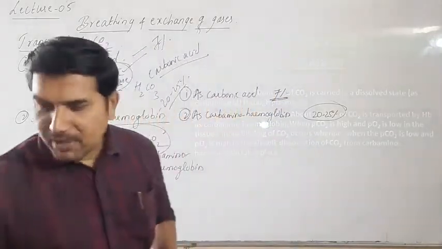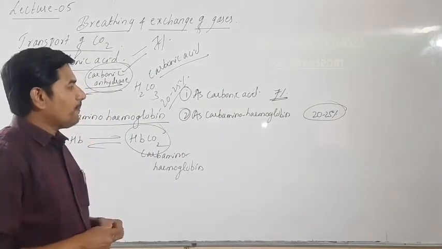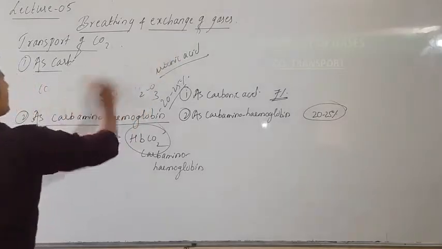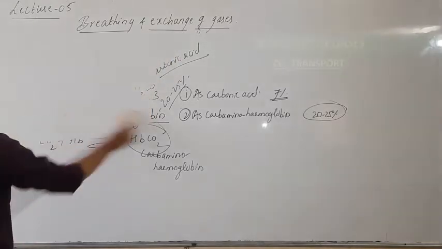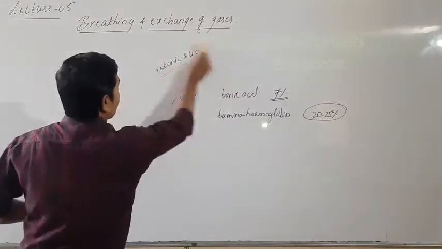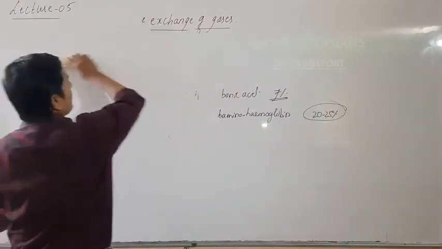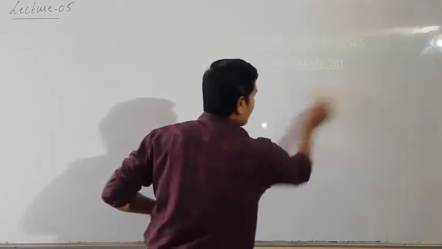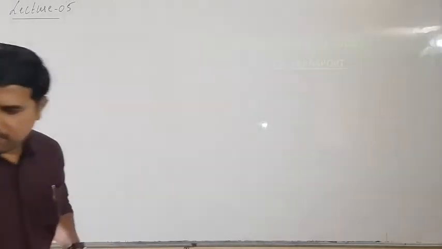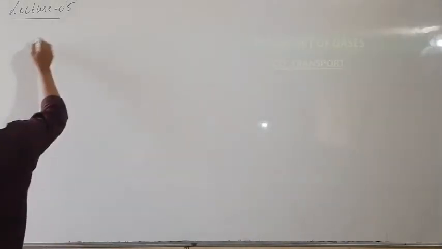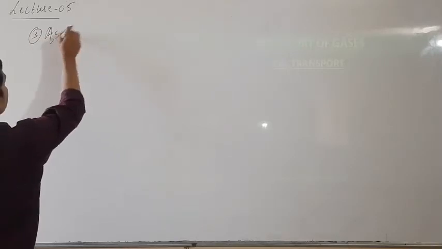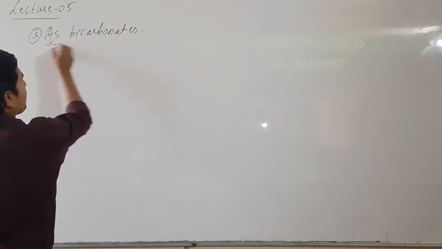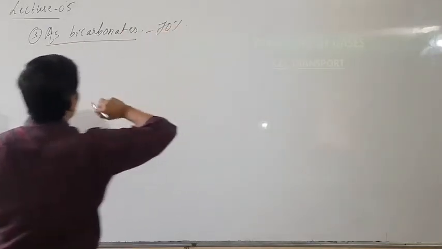Okay, then apart from this, the third one is regarding the bicarbonates. So, what is the percentage of carbon dioxide that is transported in the form of bicarbonates? Now, in the form of bicarbonates, it is around 70%. Then, how exactly it is? Third one as a bicarbonates. What is the percentage? 70% of CO2 is transported.